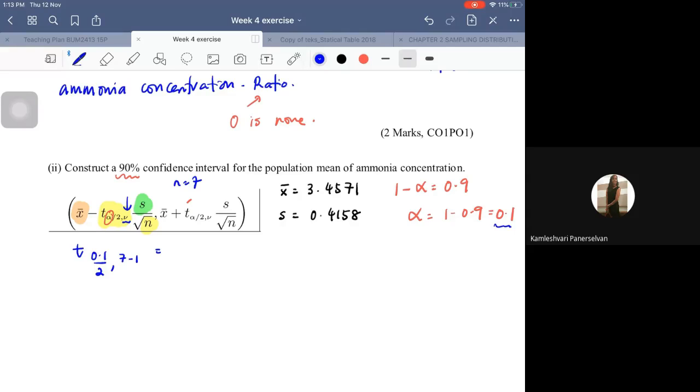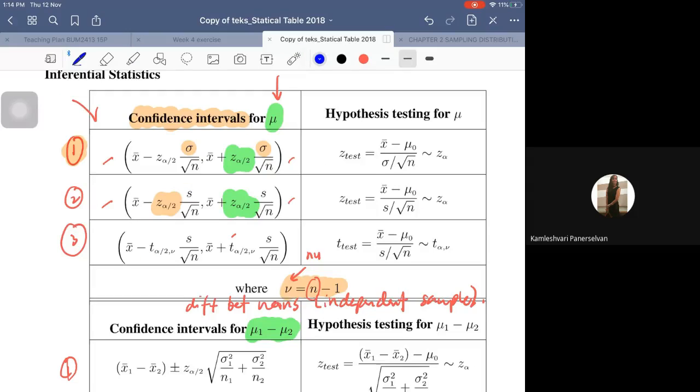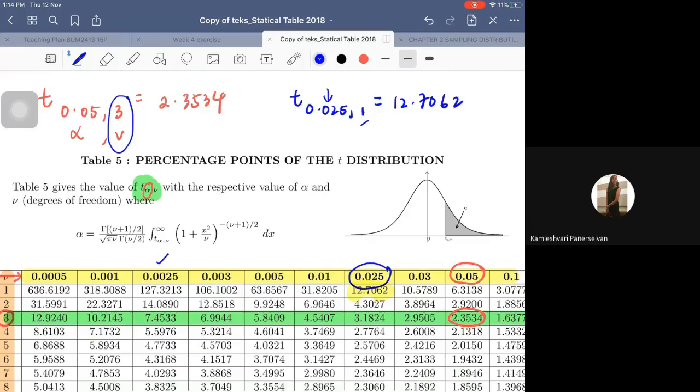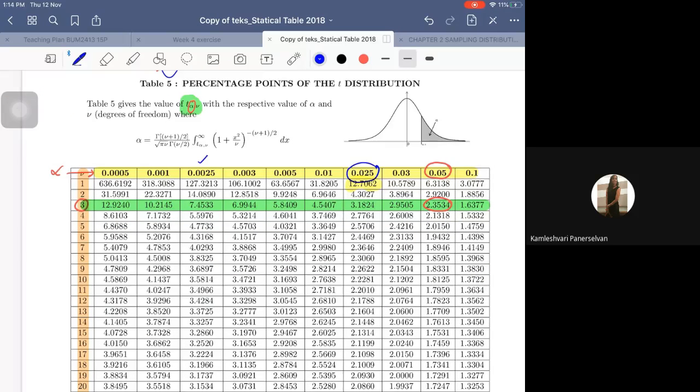So basically, what t value do I need to find? 0.1 divided by 2 is 0.05, and nu is 6. This is the value that I need to find in the table. So let's get back to the t distribution table. It's going to be here, and 0.05 is going to be here.